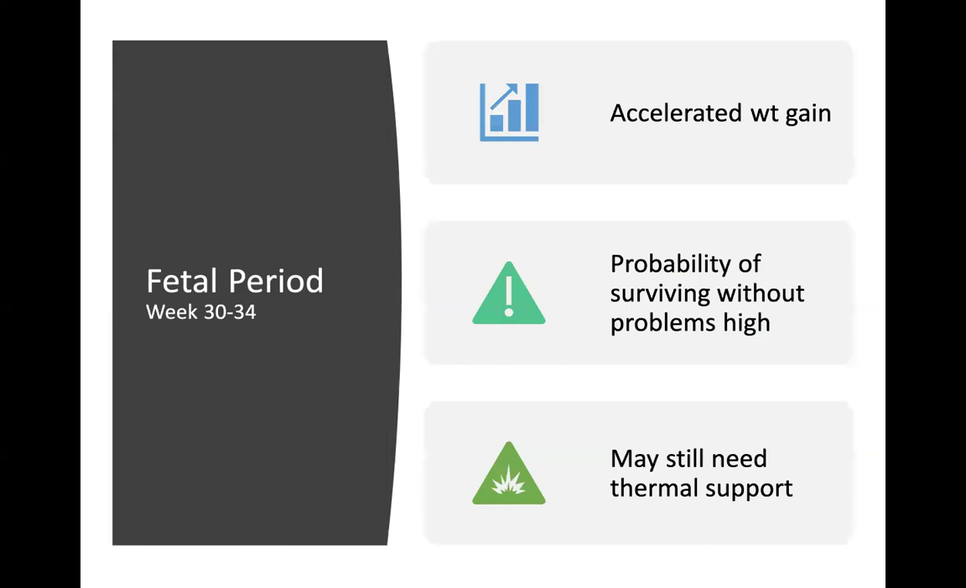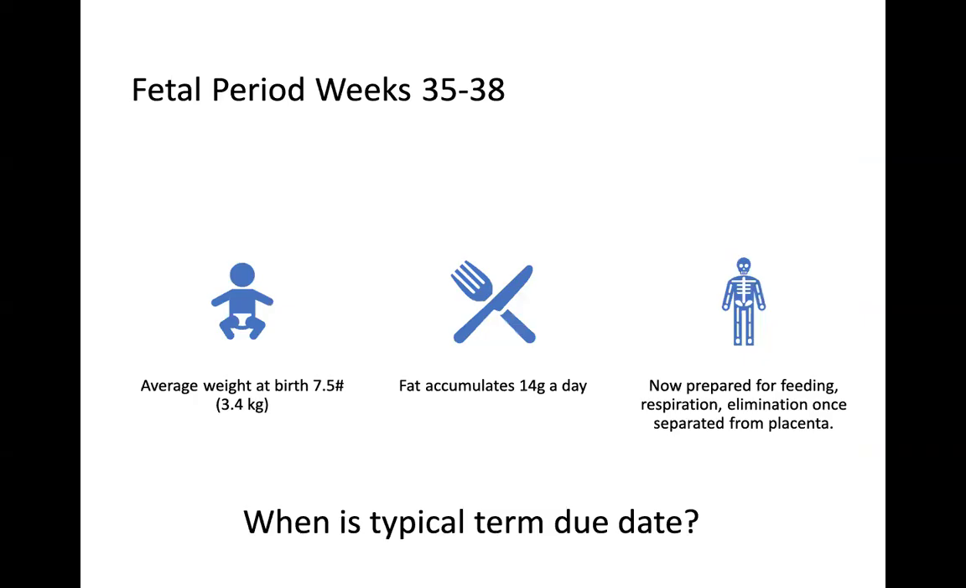So during the fetal period, weeks 30 through 34, we have accelerated weight gain. The probability of surviving without problems starts to increase and get higher and higher, and they may still need some thermal support throughout. In the fetal period of weeks 35 to 38, the average weight at birth is about 3.4 kilograms or 7.5 pounds. Fat accumulates 14 grams a day, and we're now prepared for feeding, respiration, and elimination once separated from the actual placenta.